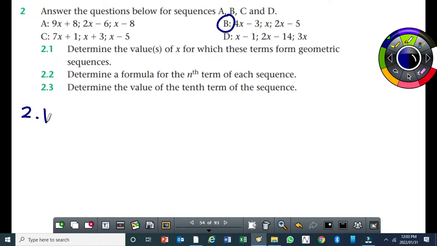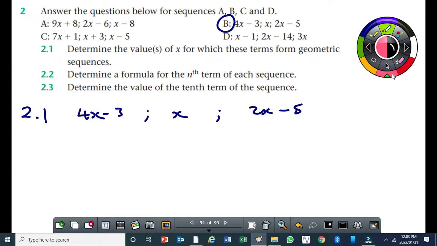2.1. Can I have your attention? Alright, so for 2B, we are supposed to determine the value or the values of x, if the terms form a geometric sequence. Therefore, our first term is 4x minus 3. The second term is x. The third term is 2x minus 5.